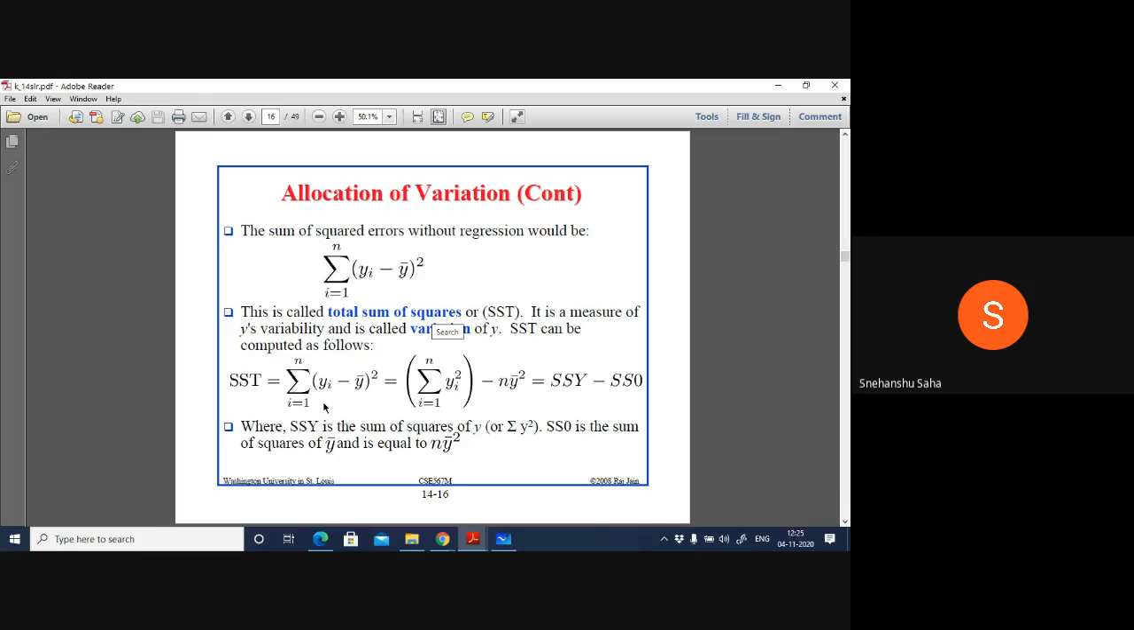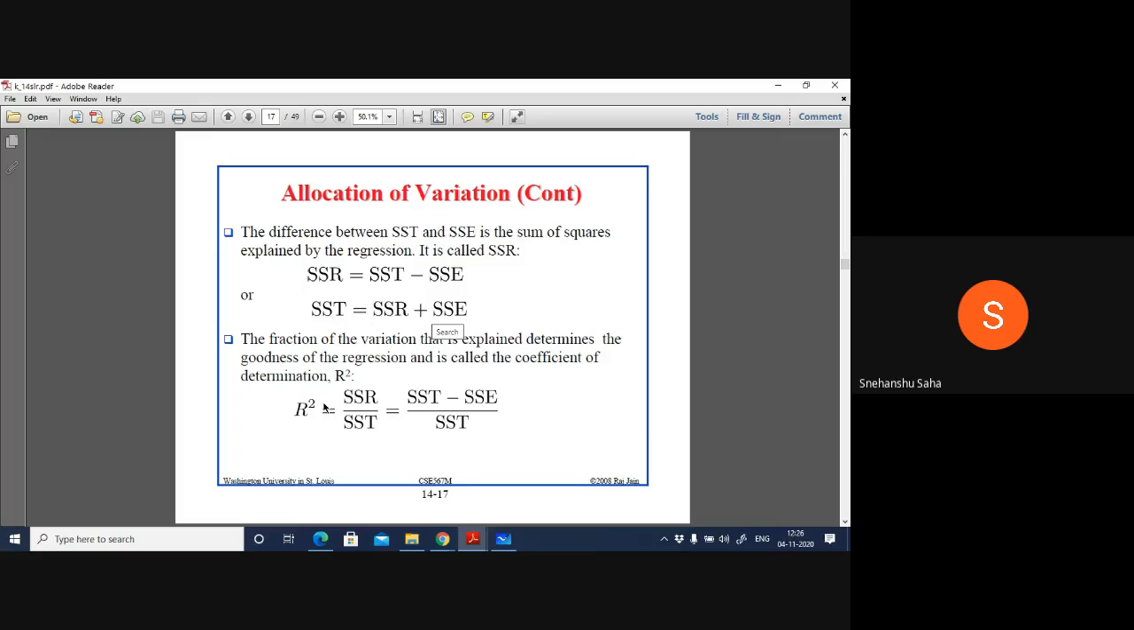A very simple calculation will tell us that the total sum of the squares is nothing but the sum of the squares of y minus the sum of the squares of y bar, the difference between the two. In general, if you move around the signs, you can easily see that your total sum of the squares is the sum of the squared errors plus the sum of the squares explained by the regression, right?